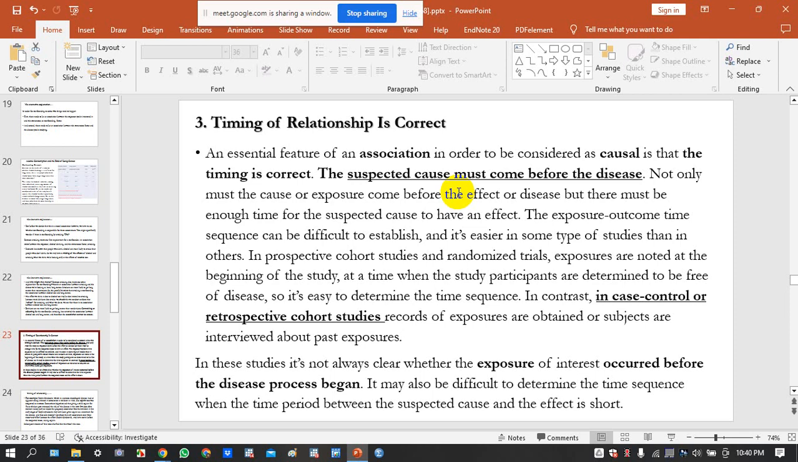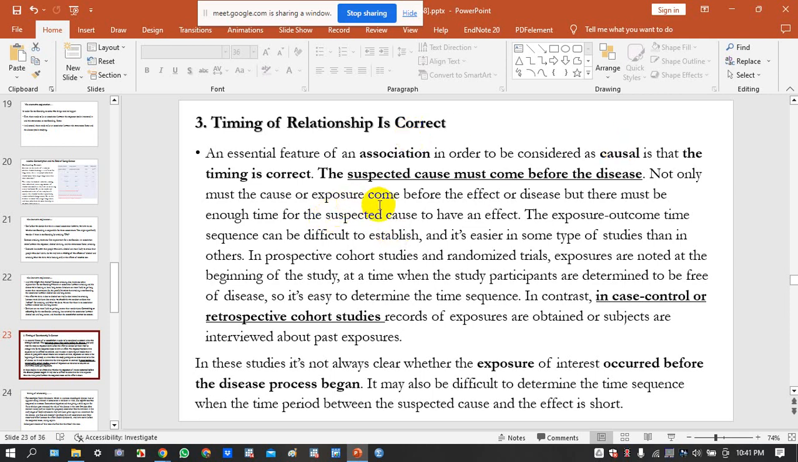If you don't exercise and you eat a lot of fat, you end up getting hypertension or diabetes. So your lack of exercise comes before you get the outcome, which is hypertension. So the timing of the relationship or association should be correct. The risk factor or the exposure should come before the disease happens.